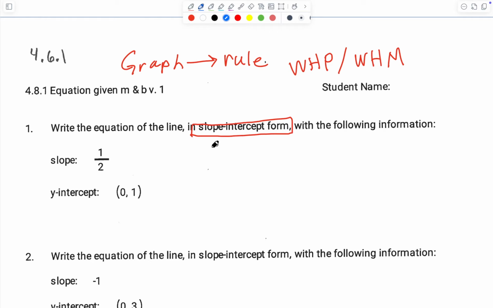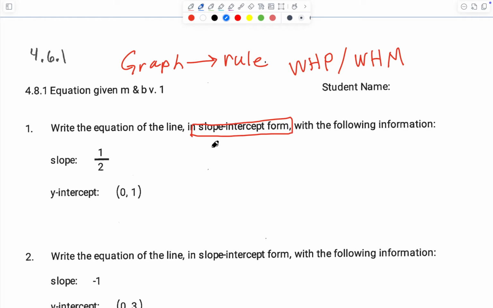Good morning. I'm going to go over two short lessons that will be dealing with the skills WHP and WHM. Now, we've talked about how we have rules, tables, and graphs. What we're basically doing today is taking elements that we can pull from a graph and generating a rule or an equation. So let's get started with that.